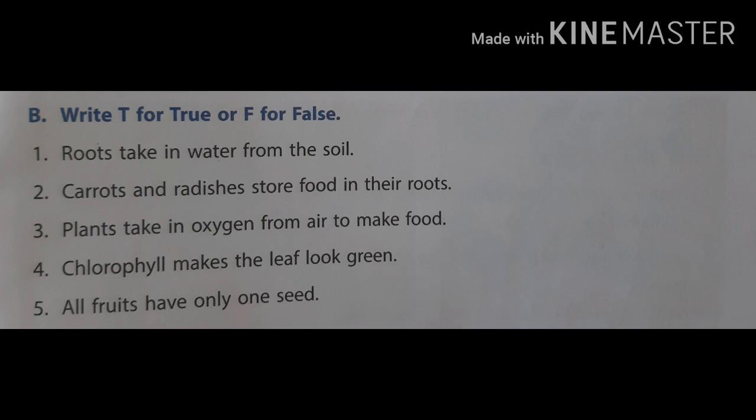Next exercise is write T for true or F for false. Identify whether the statement is true or false. First one, roots take in water from the soil. Is it true or false? Of course, it is a true statement because roots absorb or take water from the soil. So you have to write T. The second sentence, carrots and radishes store food in their roots. Is it true or false? Yes, it is also a true statement. Write T near that sentence.